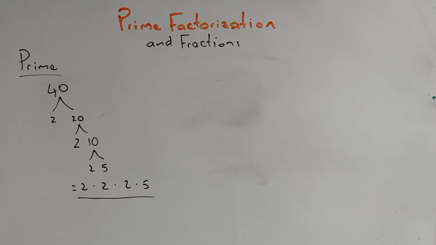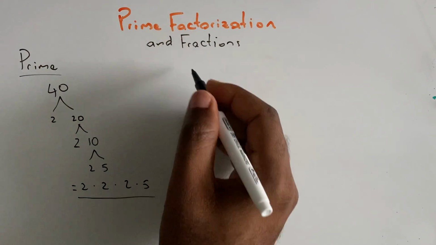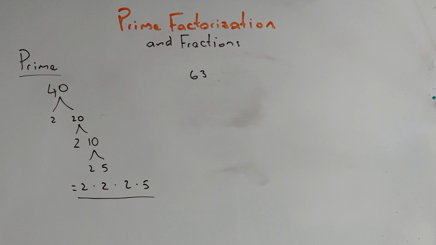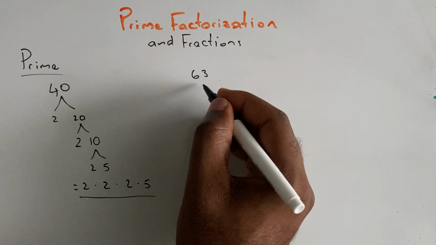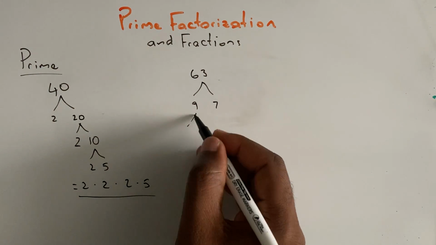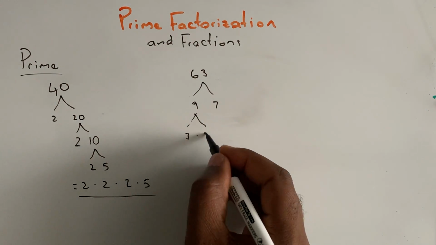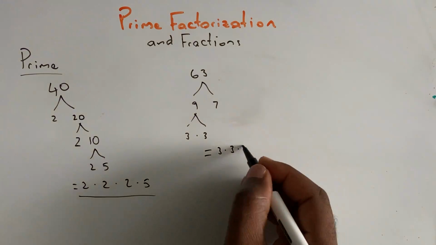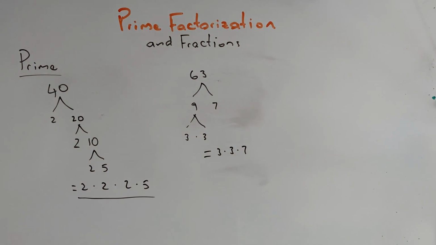Let's try another one. Let's try something like 63. If we try 63, we know 63 is actually what? 9 times 7, right? So 63 is 9 times 7. Then I can still break 9 down into 3 and 3. So the prime factorization would be 3 times 3 times 7. Okay? So very, very easy to do. Let's see 1 or 2 more examples to make sure you get it.